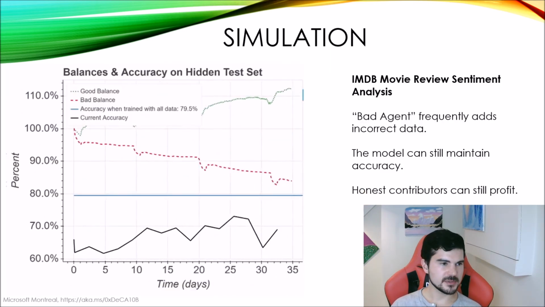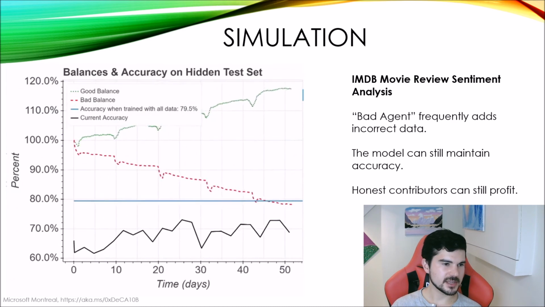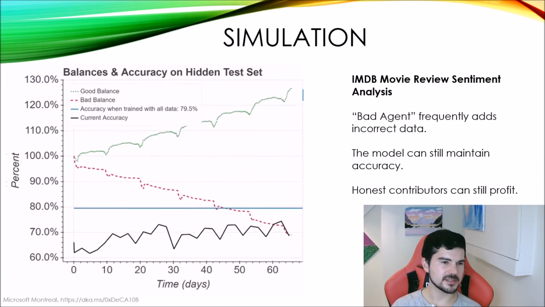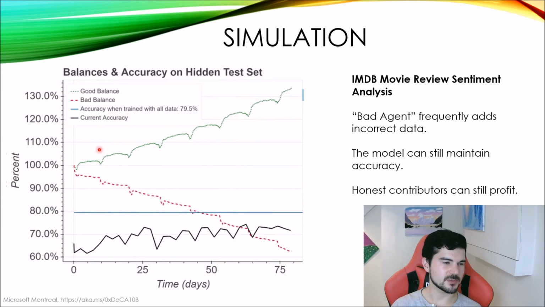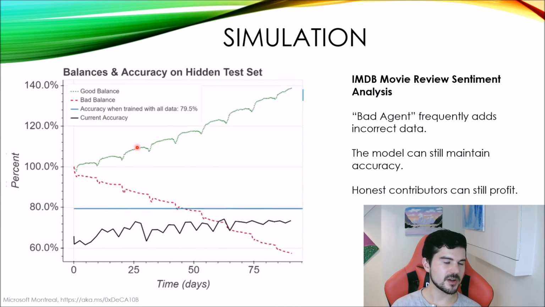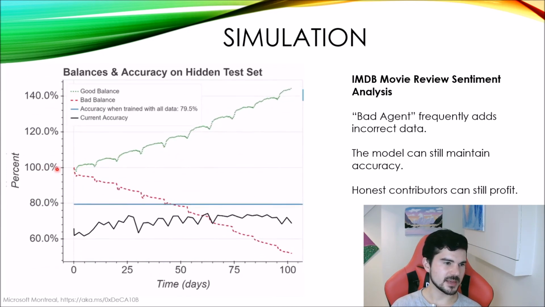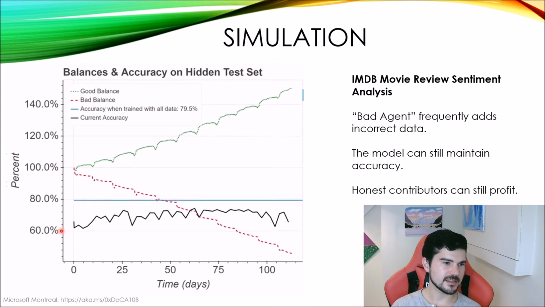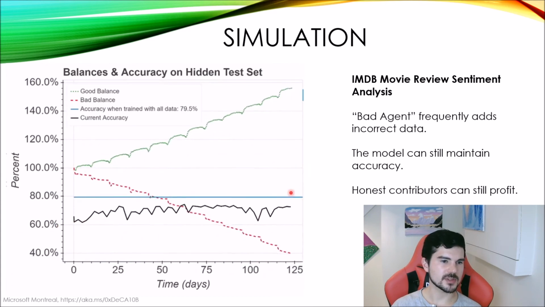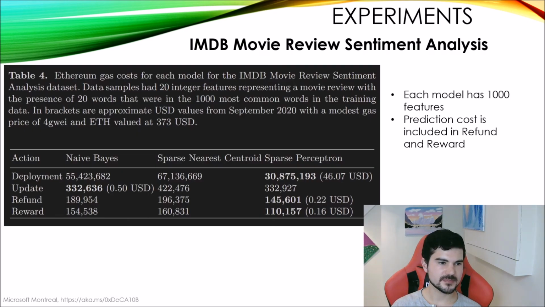Here's this as a simulation. Sorry, this isn't exactly the same data as the one before, but you get to see what our code outputs, how this runs. This is with the perceptron model, and the good agent being able to profit, the bad agent losing funds, and that accuracy kind of trending towards that ideal value.